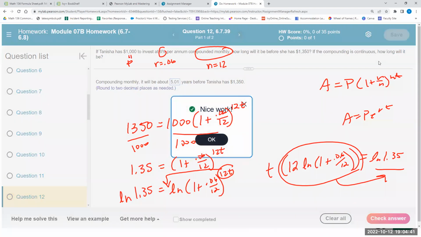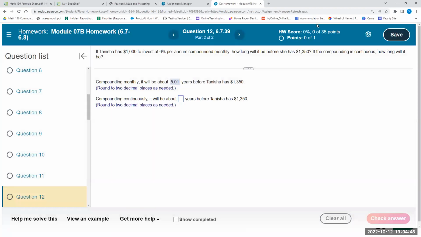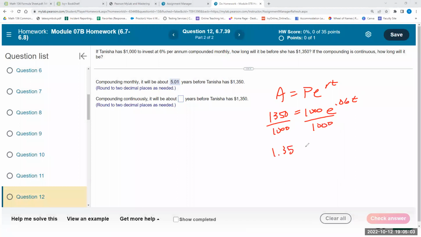And then for the compounded continuously, and you'll see that's going to be a much easier calculation. So that's going to be A equals P E to the R T. A is 1350, P is 1000, E is E, R is 0.06. So I still divide both sides by 1000. So I have 1.35 equals E to the 0.06 T.